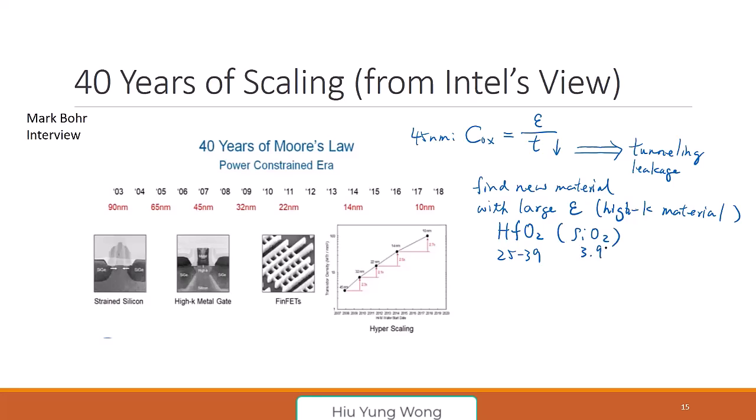Silicon is 3.9. So you see that if this is 1 nanometer, I just put this as 10 nanometer. What do I get? Same capacitance. Because I make it thicker, but I have a larger permittivity, then I have the same capacitance. But this has a very low tunneling current because it is thick. So, okay, is my explanation clear?